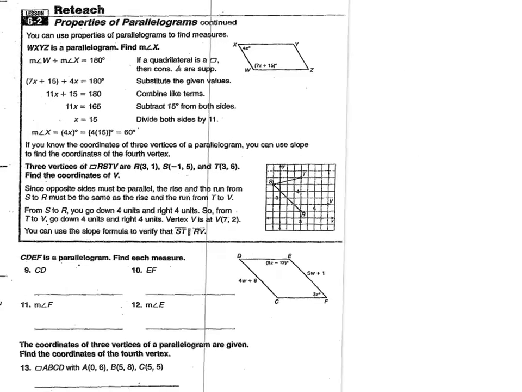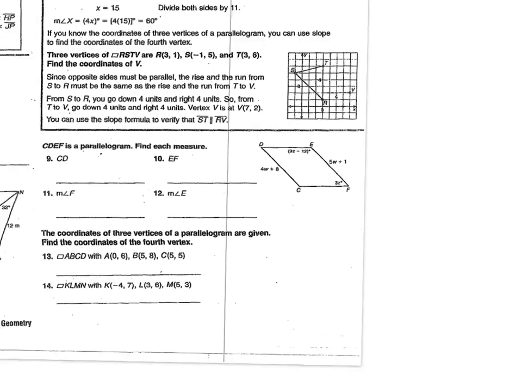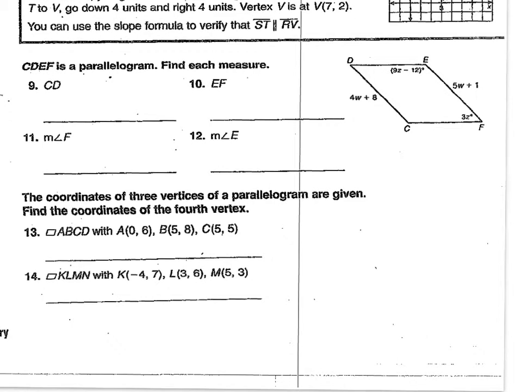Okay, so now that we know those basic rules, let's find out what is CD in number 9. It says CDEF is a parallelogram. So I already know that it's a parallelogram. Therefore, what I can say is that opposite sides are parallel by being a parallelogram, by definition. So therefore, I can apply those four properties. So CD must be congruent to what? FE, or EF, right? So those two must be congruent. So here I can say segment DC is congruent to segment EF.